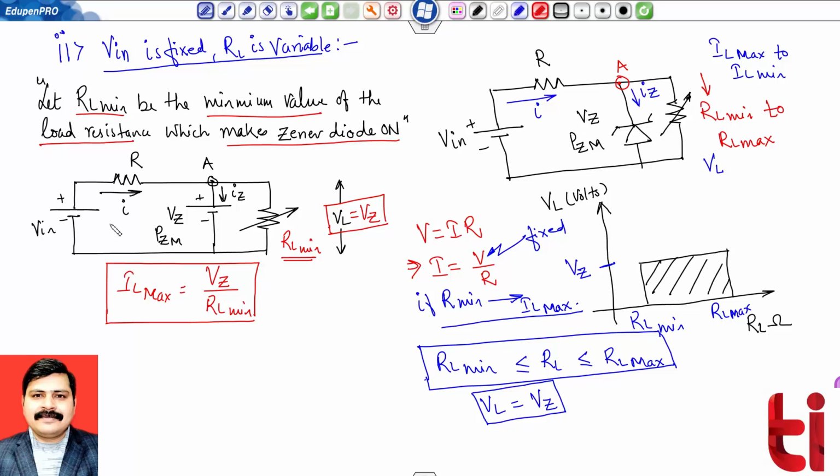You can check that the value of Vin is fixed, and at this node the value of Vz is fixed. That means the voltage across this resistance R is fixed, as the potential difference is fixed and the resistance is fixed, so the current flowing through this resistance will also be fixed. So I'm calculating VR, which equals Vin minus Vz. Therefore, current I will be equal to Vin minus Vz divided by resistance R.